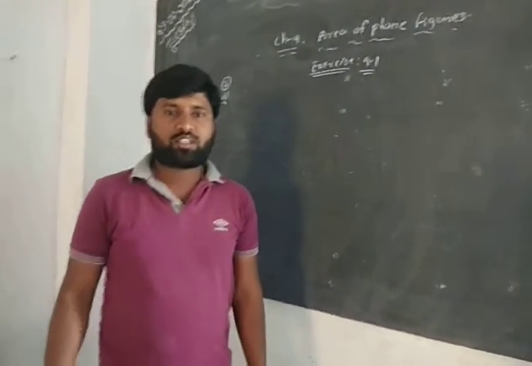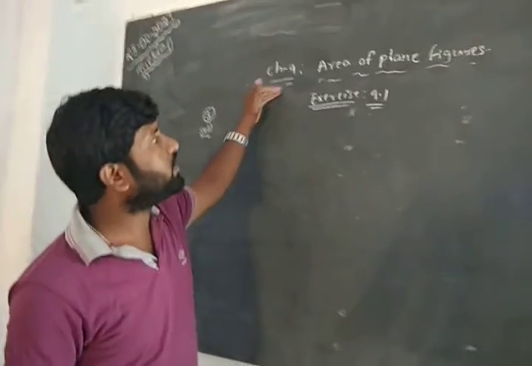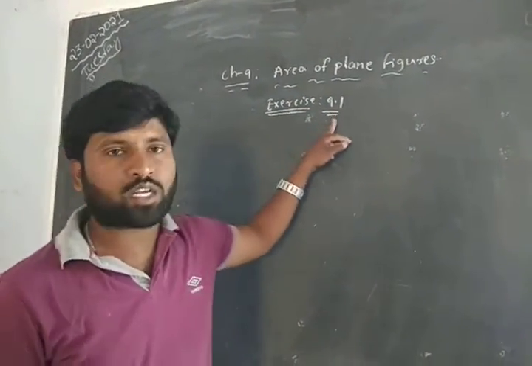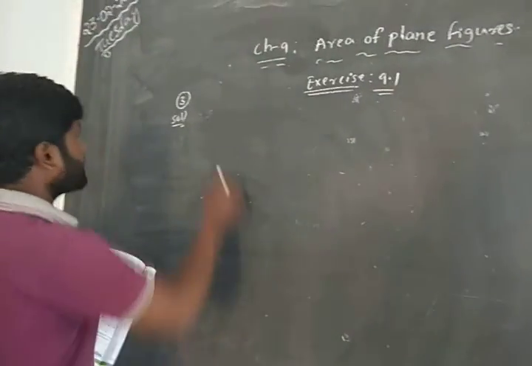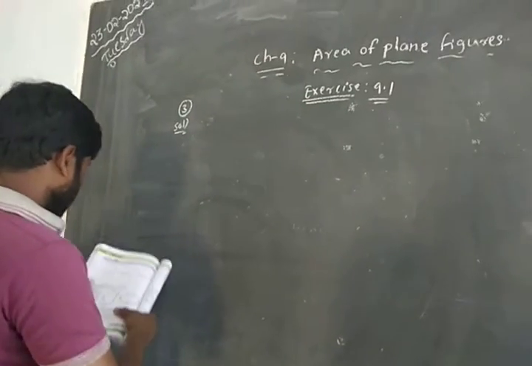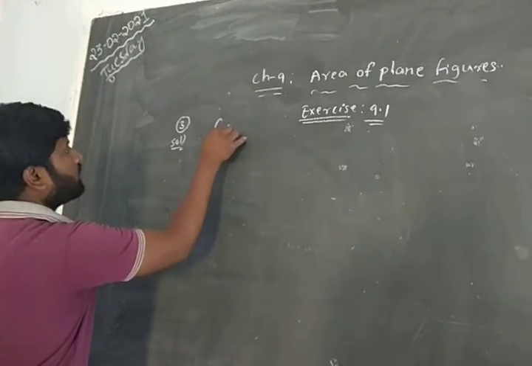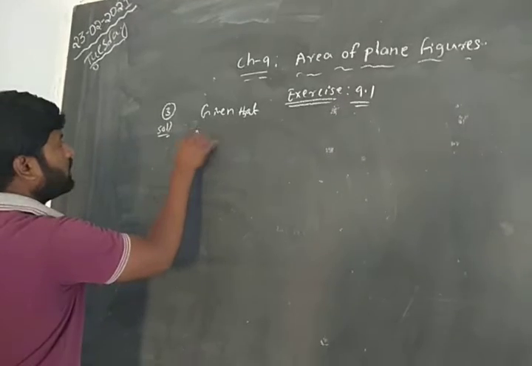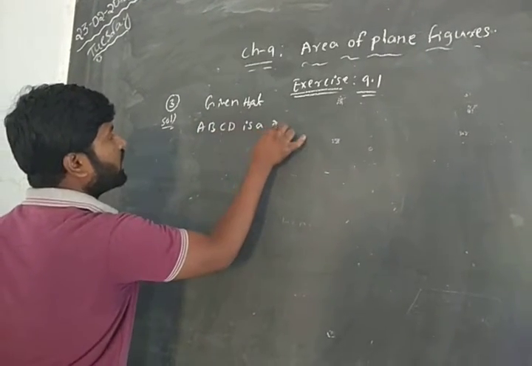Good afternoon, students. Today we are going to discuss chapter 9, area of plane figures. In exercise 9.1, question number 3, the data is given. ABCD is a quadrilateral.